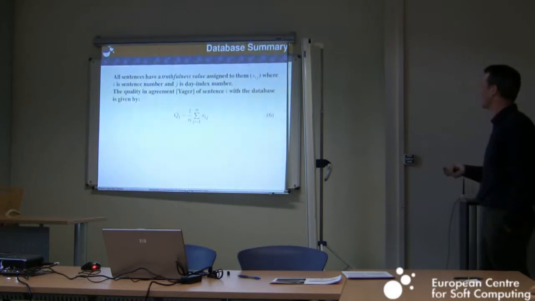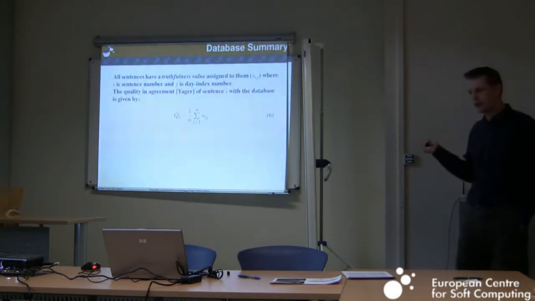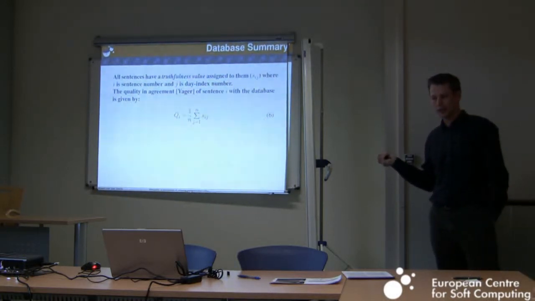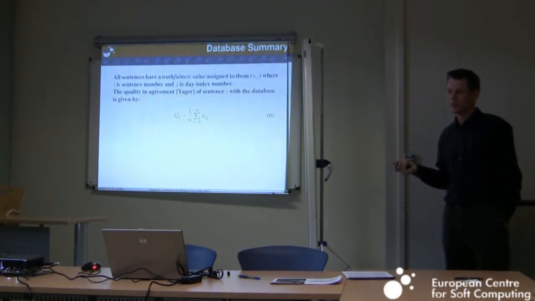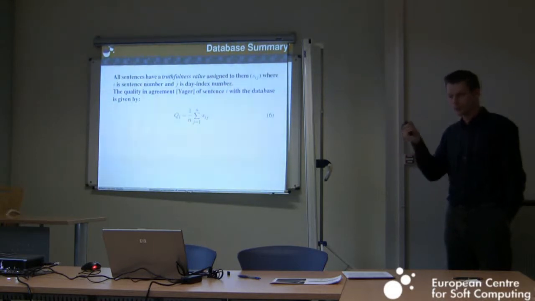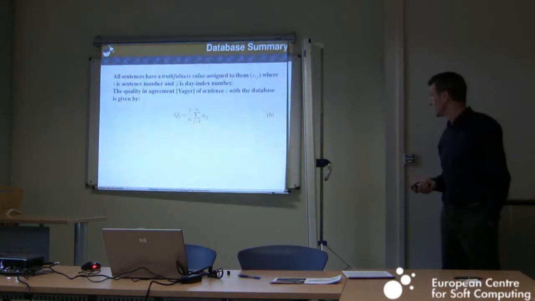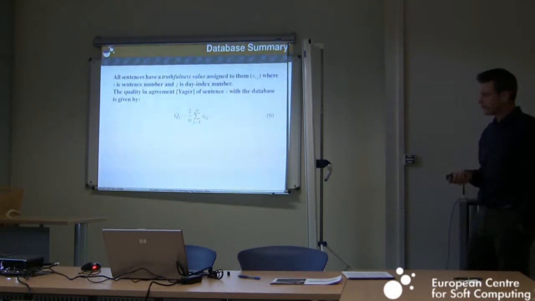Okay. So now you can have in the beginning about 60 or 70 days of data, and you can reduce them to one number per sentence for all those 60, 70 days. The nice thing about this quality in agreement is that you can also attach linguistic labels to them quite easily.